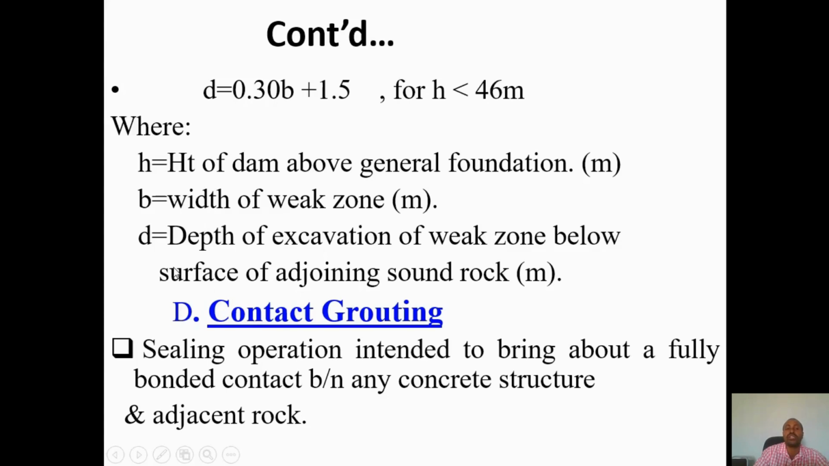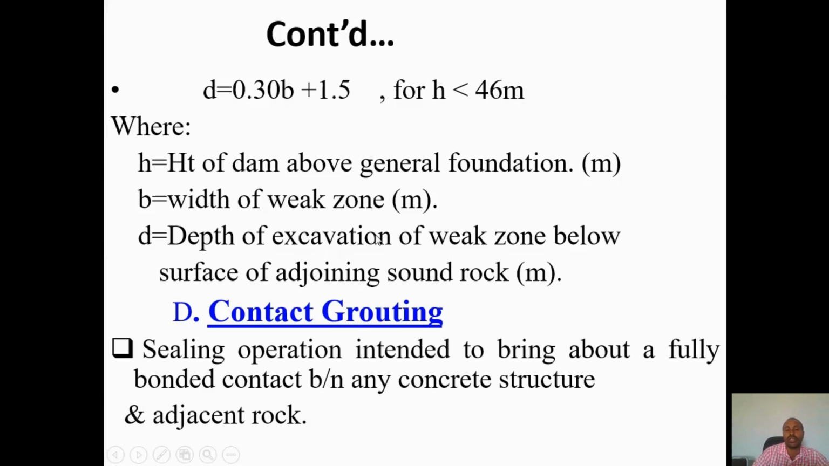You measure it, then the depth of excavation of the weak zone below the surface adjoining sound rock. Adjoining sound rock, you calculate this depth. Then you enter the pipe, and you will inject with this.